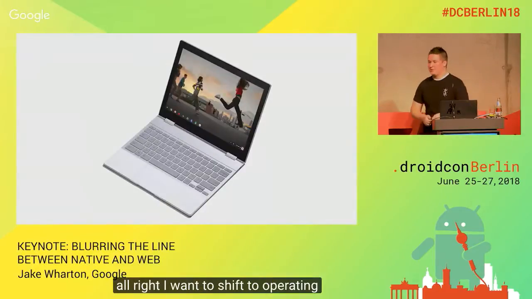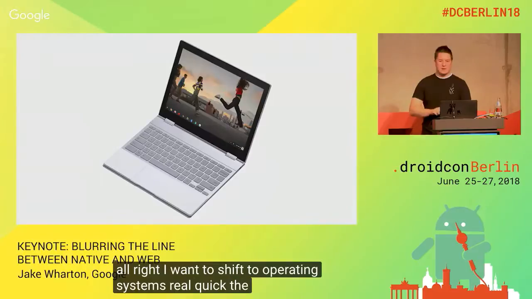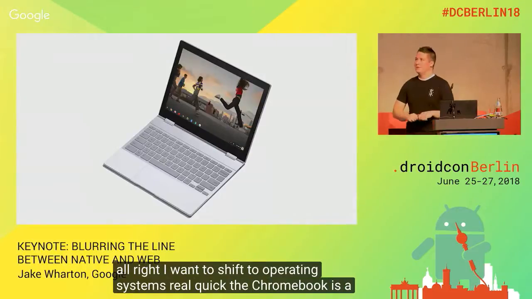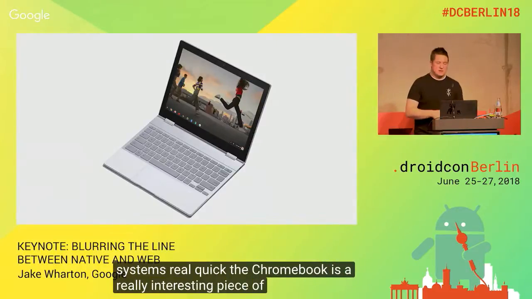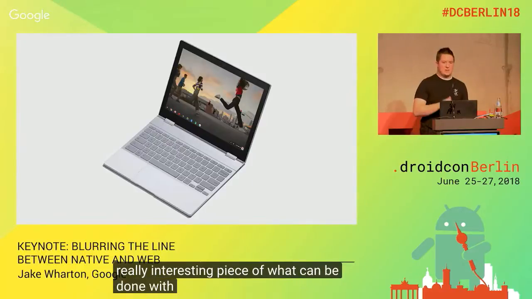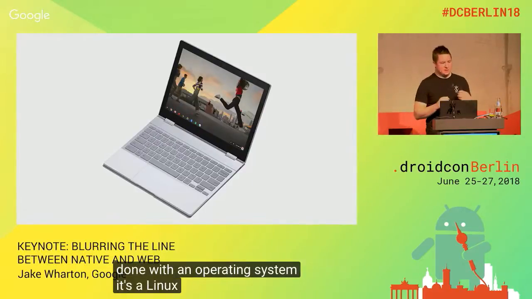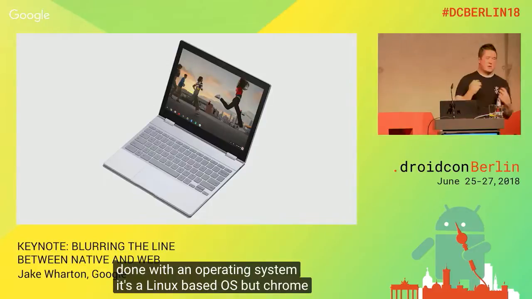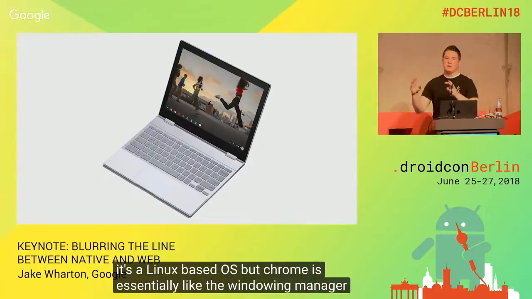All right, I want to shift to operating systems real quick. The Chromebook is a really interesting piece of what can be done with an operating system. It's a Linux-based OS, but Chrome is essentially like the windowing manager.